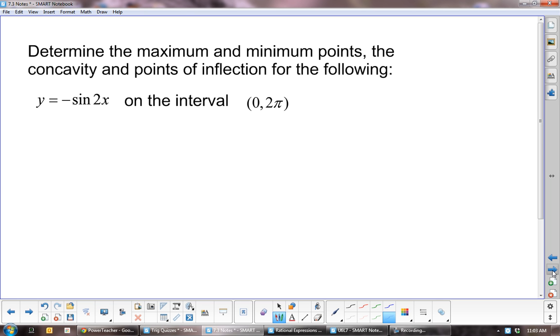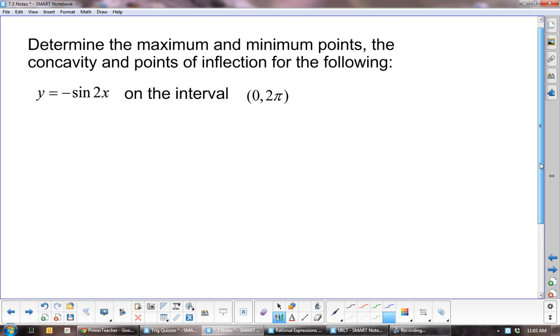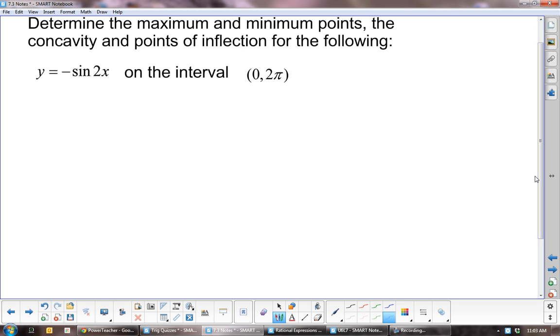Okay, so this one is a review of the last unit using this stuff here. Pretty nice equation as far as having to do derivatives and stuff like that. Now it says find the max and min points, concavity, and the points of inflection. So we're going to have to do first derivative to find max and min points, and we'll have to do our second derivative for our concavity and points of inflection.